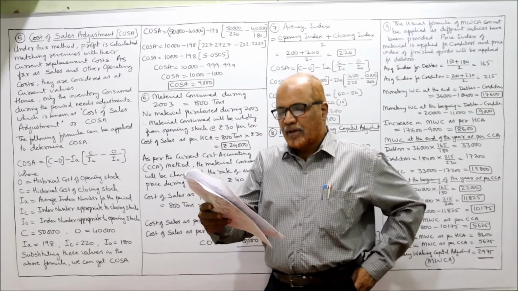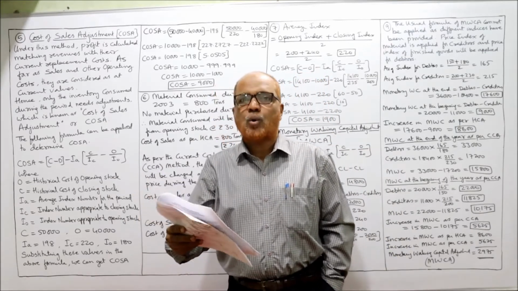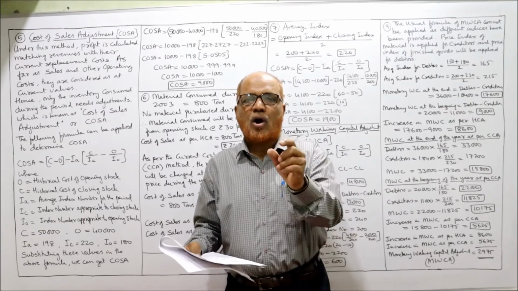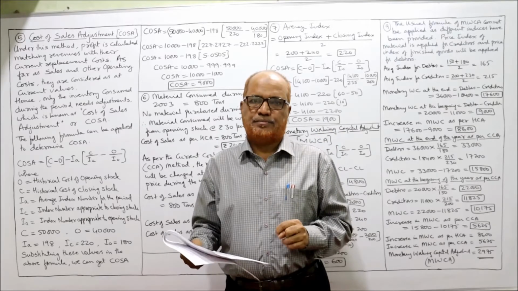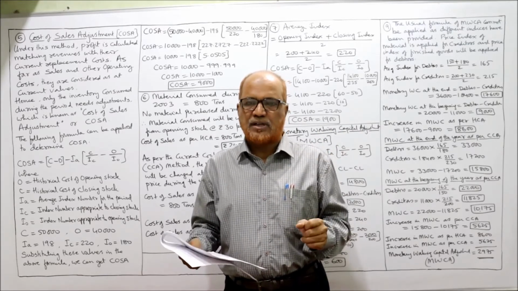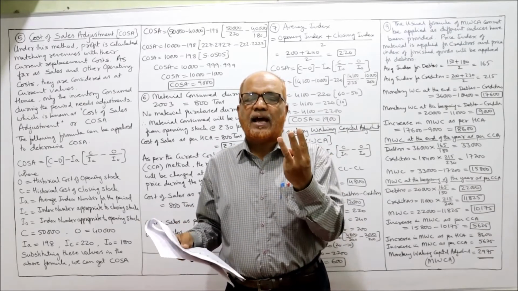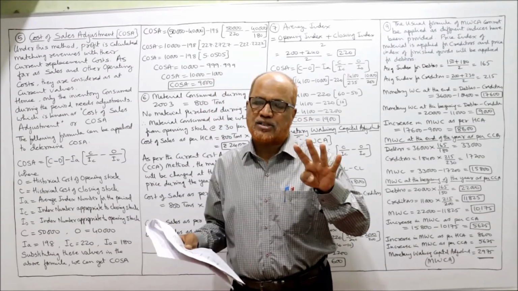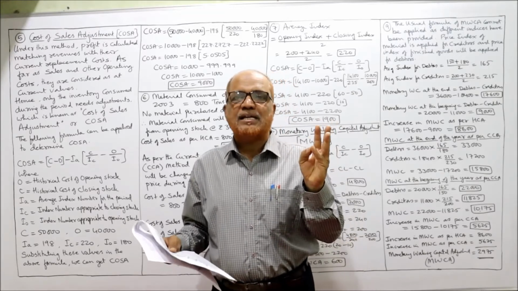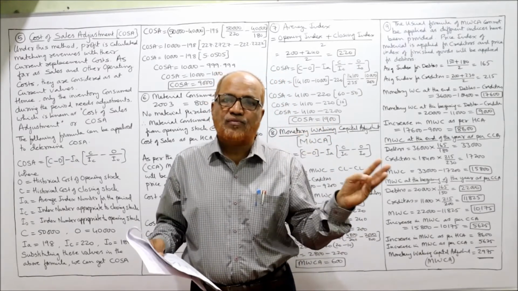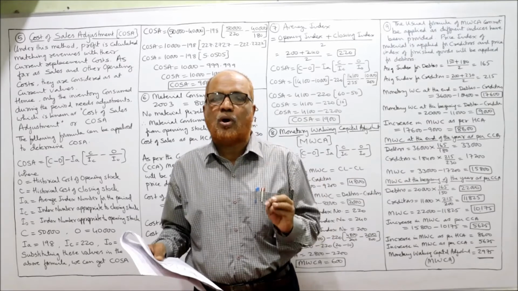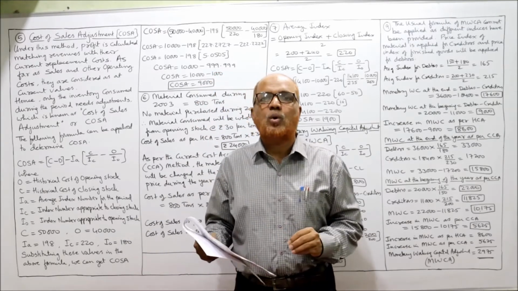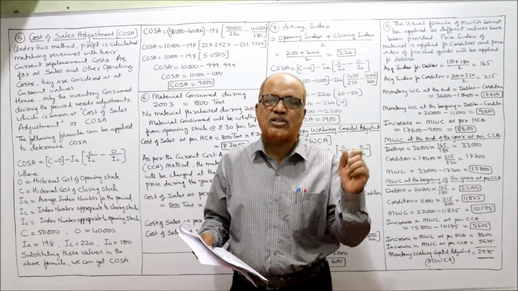Now the 5th problem. From the data given below, calculate COSA, C-O-S-A. The full form of COSA is cost of sales adjustment. See, broadly there are 4 adjustments in the CCA method. The first adjustment, depreciation adjustment. In the last 4 problems we have done the problems on depreciation adjustment. Now we are going to do some 4 problems on COSA, cost of sales adjustment.